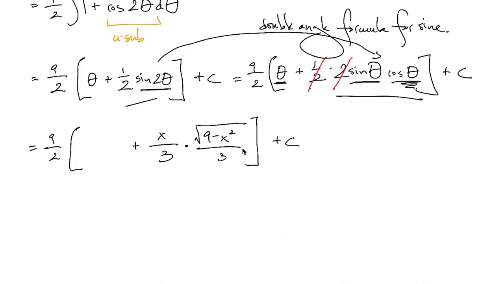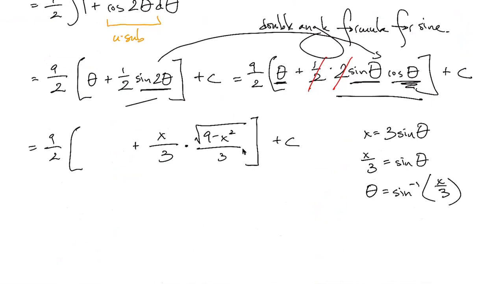So x equals 3 sine theta. I'm going to divide by 3. And to get my theta by itself, I'm going to need to take the arc sine of x over 3. And the arc sine of x over 3 is what I can put in for theta. Okay.